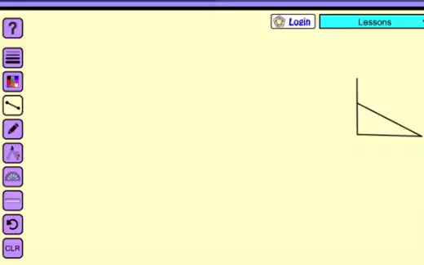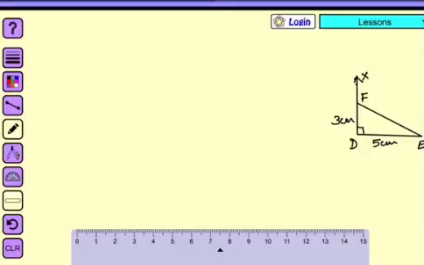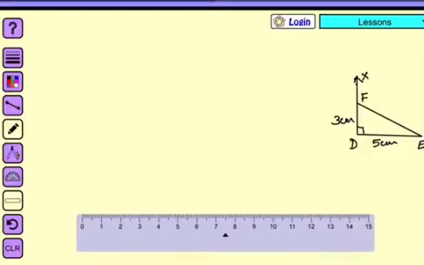As I said, it is just a rough diagram, it doesn't have to be exactly of the same measurement. So this would be DEF. Okay, we can have a point here, X.